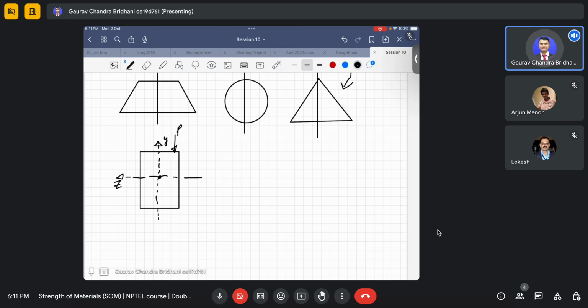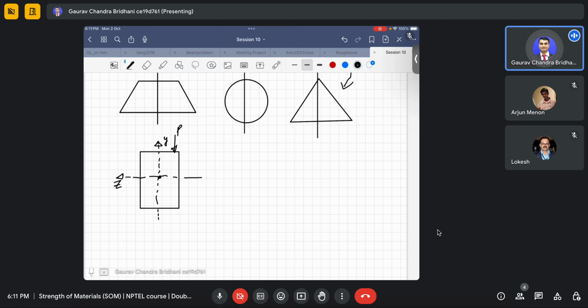And if you go back and review the derivation of the pure bending, the Euler-Bernoulli theory or the pure bending theory, you will see that that's one of the postulates, that the loading should pass through the plane of symmetry.